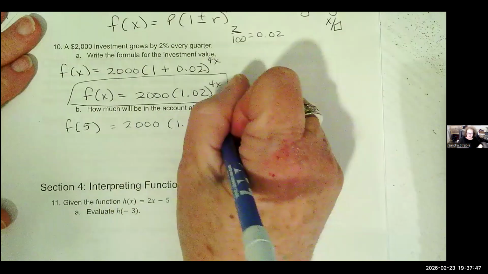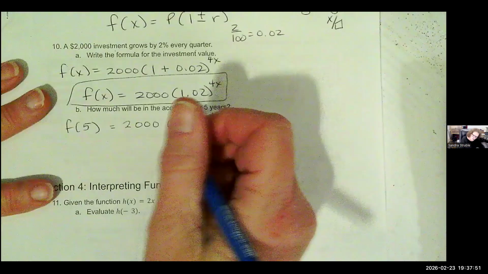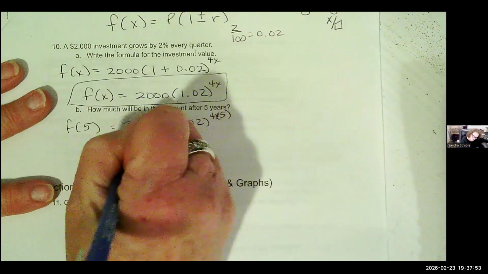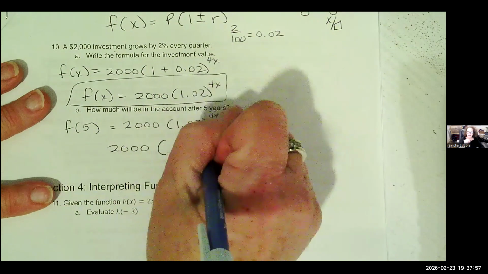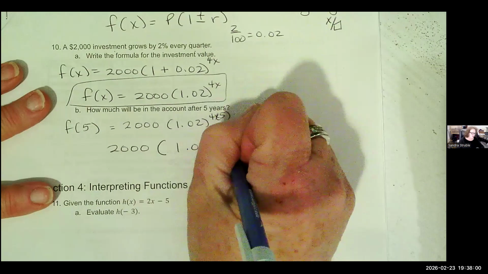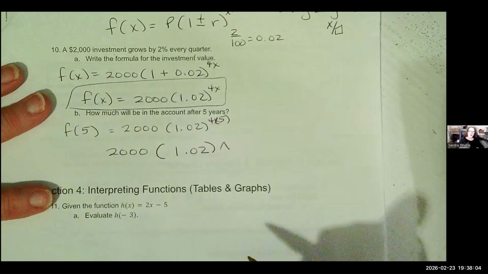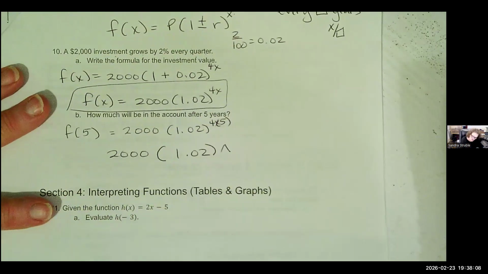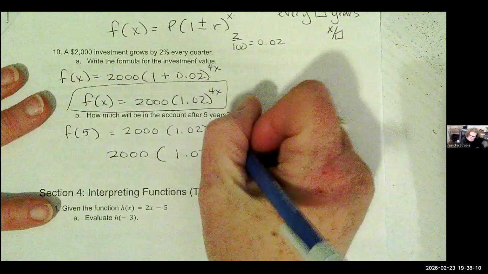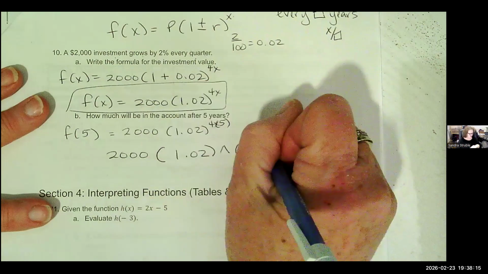Here's an issue I see. When you're putting this in the calculator, 2,000, open parenthesis, 1.02, close, caret. When you get to that exponent, I don't care if it's your x divided by 3, I don't care if it's your 4x, I don't care what it is. If it's more than one number, you need to open a parenthesis and put 4, in this case, times 5, close parenthesis, equals.